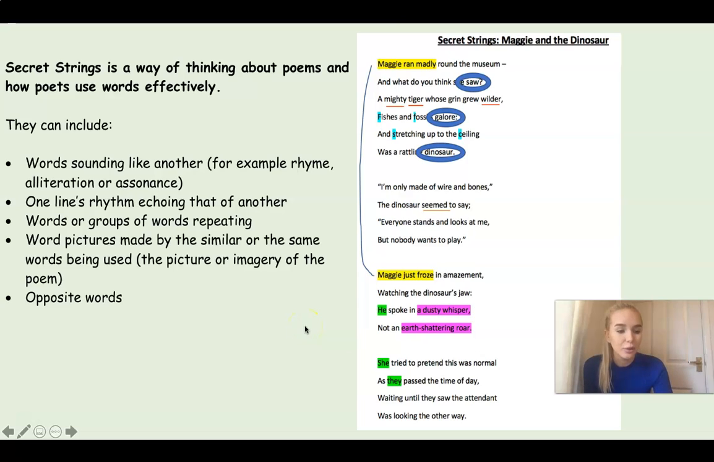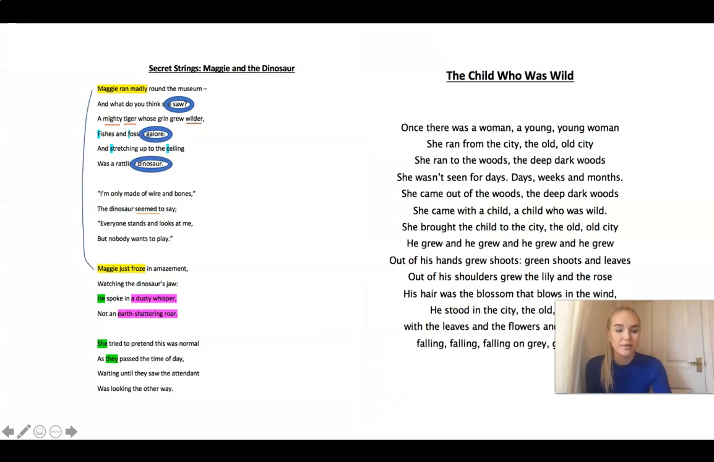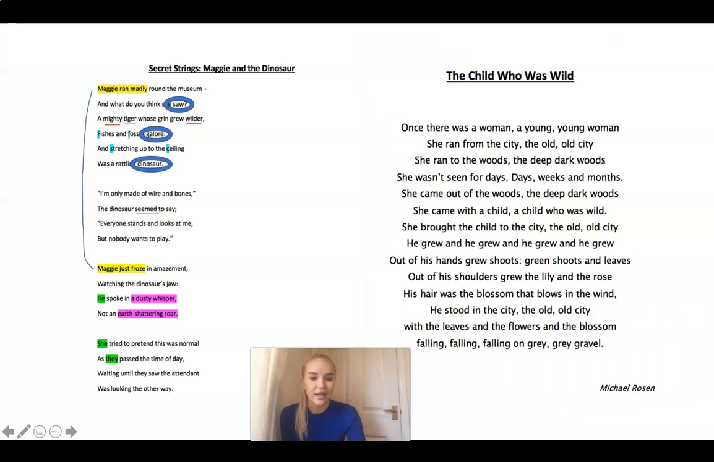So I've just given you a quick refresh there of how we annotate our secret strings. What I would like you to have a go at is annotating the Child Who Was Wild narrative poem according to the secret strings that it might have. In your resources pack, you have this poem to be annotating. You've also got this example for you to be having a look at too.